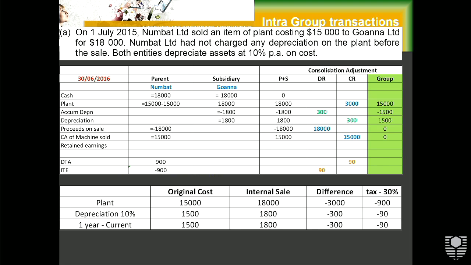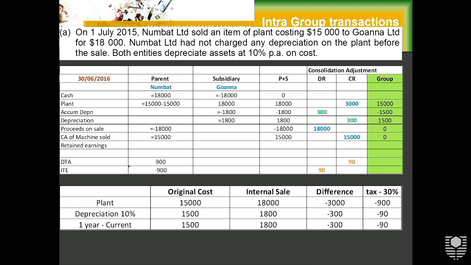Now, with this one, I've shown all the debits and all the pluses and minuses. So in the books of the parent, you're showing the cash component there of 18,000. Goanna paid for it, the 18,000. When you look at the P plus S, the parent plus the subsidiary, it's overstated at 18,000. We need it to be 15. So the green column is what we need it to be. In order to get to that, those are the debits and credits that we have to do. And then we need to adjust any depreciation on that moving forward.